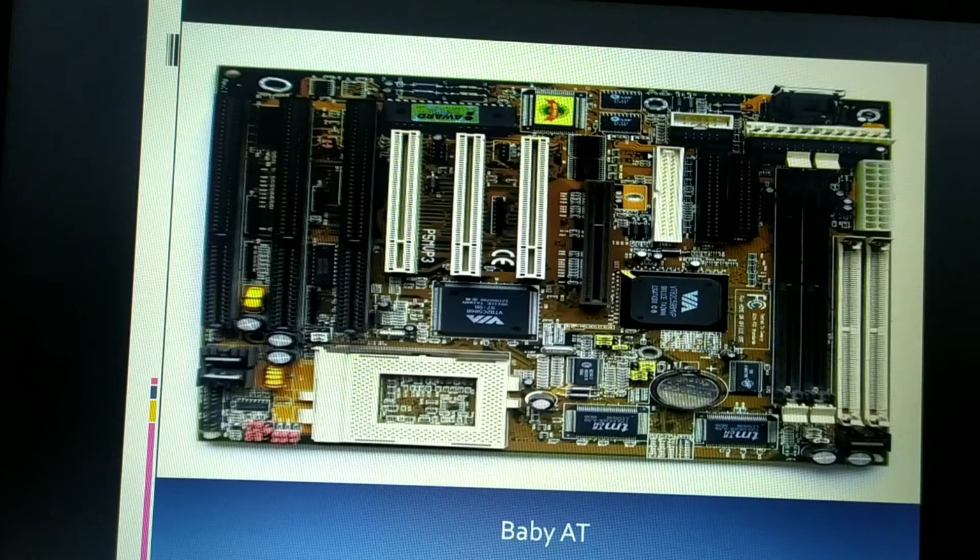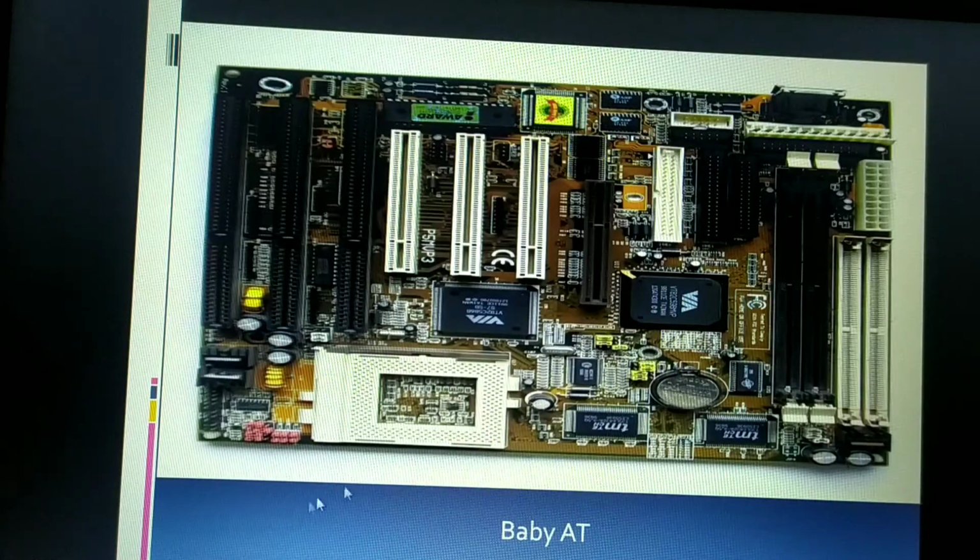Now let us continue with the two more motherboards, that is the baby AT motherboard and the ATX motherboard. So coming to the baby AT motherboard, in this slide you can see, it's a combination of both the XT and the AT motherboards. That means it is having certain features of the advanced technology motherboard as well as the extended technology motherboard. They have the slot type processor socket and the PGA processor socket.